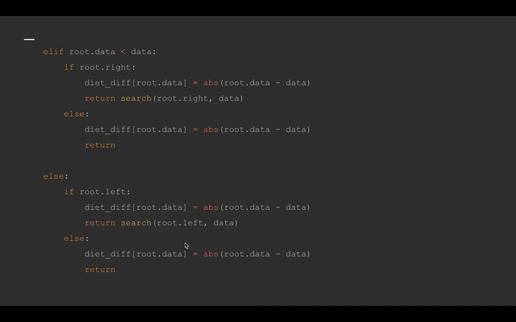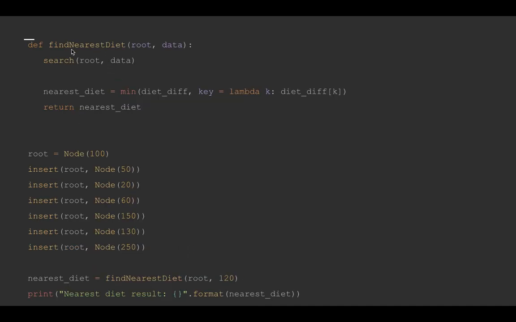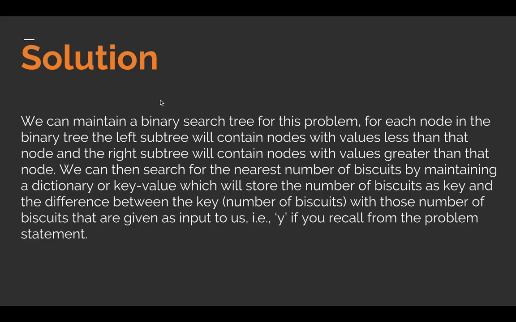Now this is the function which gives us the actual result, the find nearest function. It also takes the root and the data, and it calls the search function. Here you can see that the nearest is the result that we want, and we are getting it from the difference dictionary. Now this difference dictionary is the one which we have got, which was this one.